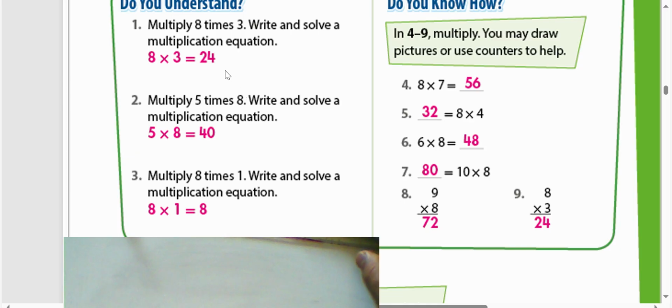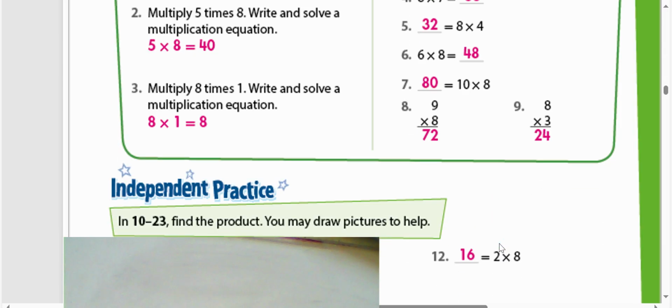Next question. You asked about 3 times 8. 3 times 8 equals 24. It's the equation, the relationship between two expressions using equal to between them. Next question, multiply 5 times 8, write and solve the multiplication equation. 5 times 8 equals 40. Next question, multiply 8 times 1. 8 times 1 equals 8. Also, 7 times 8 is 56. 4 times 8 is 32. 6 times 8 is 48. 8 times 10 is 80. 8 times 9 is 72. And 3 times 8 is 24. You can write the answer to this question.